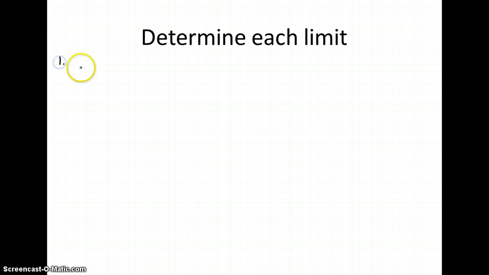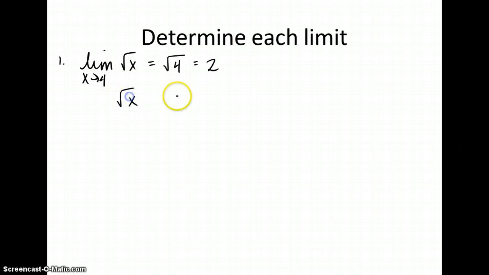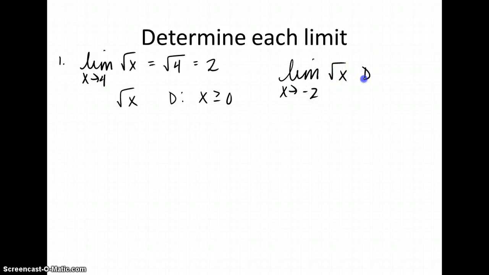So determine each limit. The limit as x approaches 4 of the square root of x. Using the direct substitution method, we just take the value of c and plug it into the given function. Square root of 4 is 2, so the limit exists and the limit has a value of 2. Now the square root of x, we know that that domain is x is greater than or equal to 0. So if I asked you for the limit as x approaches -2 of the same function, that couldn't exist because -2 is not in the domain of square root of x.